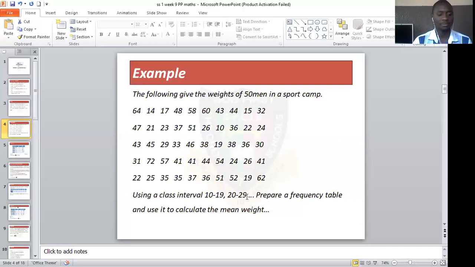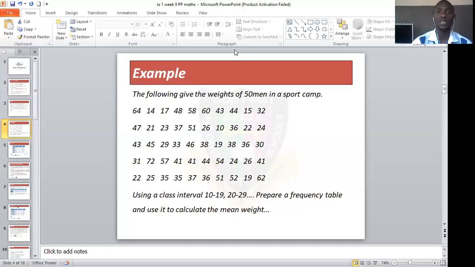That is 10, 11, 12, 13, 14, 15, 16, 17, 18, 19, 20. That's 10, 11, 12, 13, 14, 15, 16, 17, 18, 19. That is 10. The class width is what? 10. So the question now goes, prepare a frequency table and use it to calculate the mean. That is, calculate the mean.